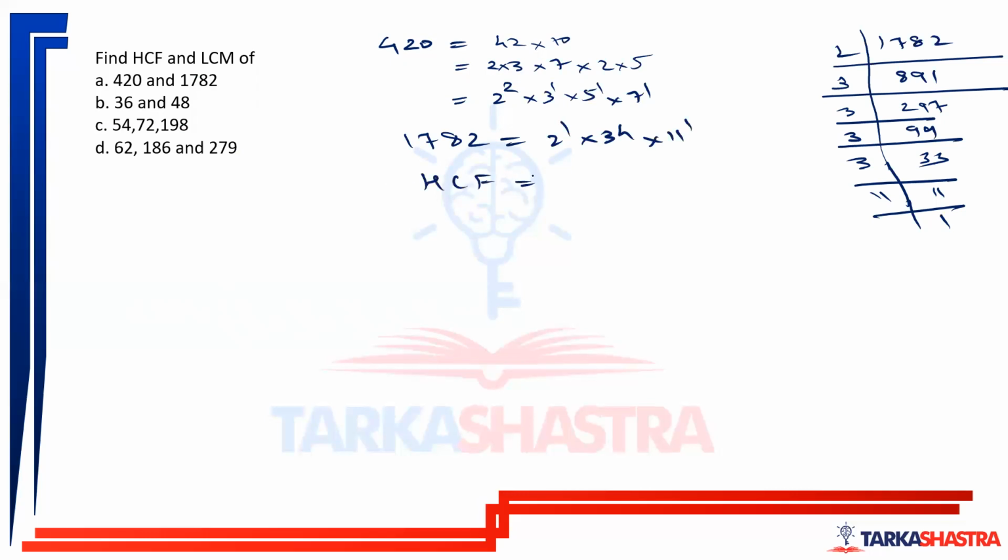How much will the HCF be? 2 raised to 1, 2 raised to 2, smaller power is 2 raised to 1. 3 raised to 1, 3 raised to 4, smaller power is 3 raised to 1.